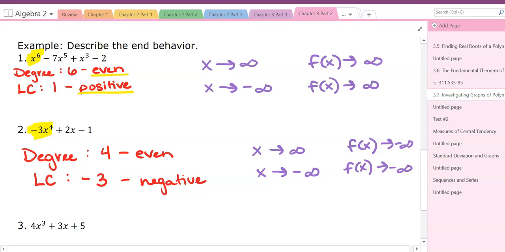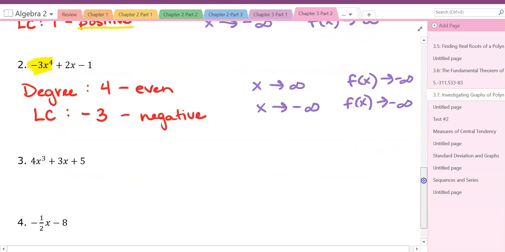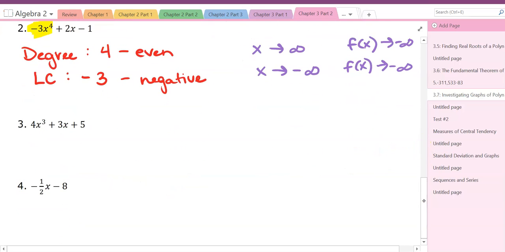Do you guys understand where I'm getting that from your charts up above? Because I want you guys to try it now. So if you guys turn the page over, there's 2 more examples. I'm going to give you guys some time. I want you to fill them both out.